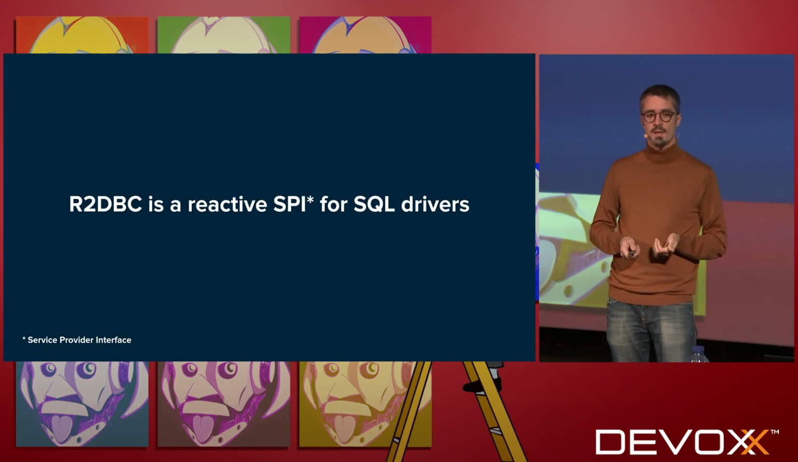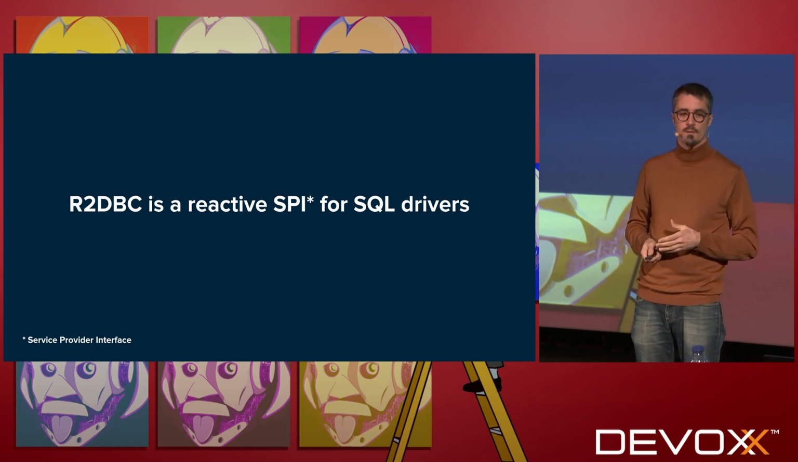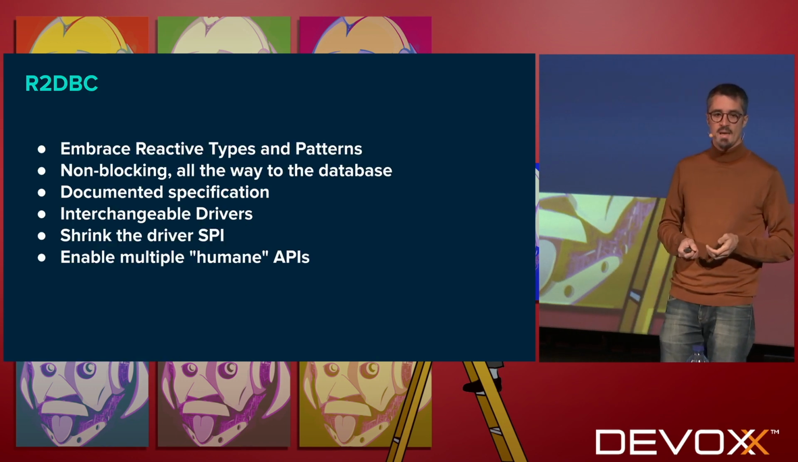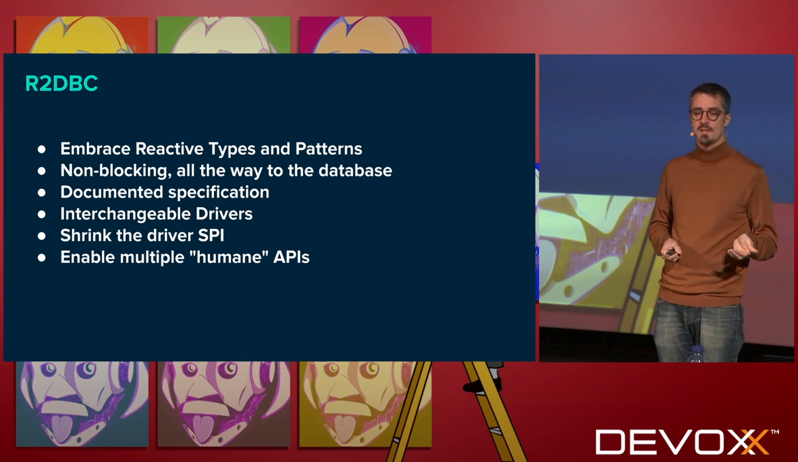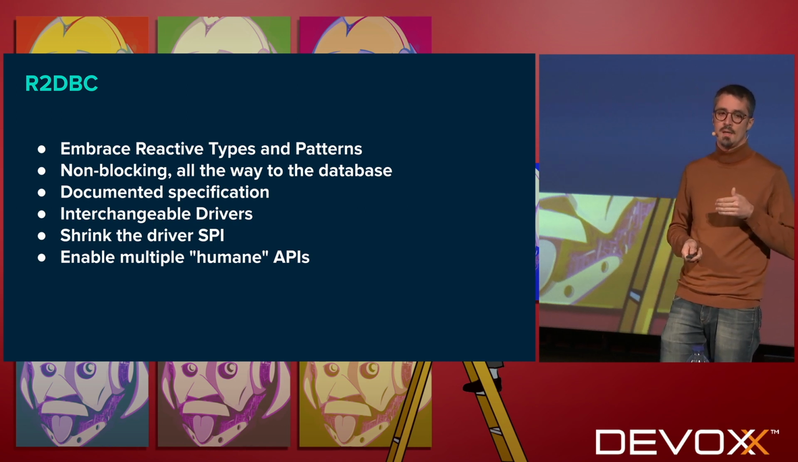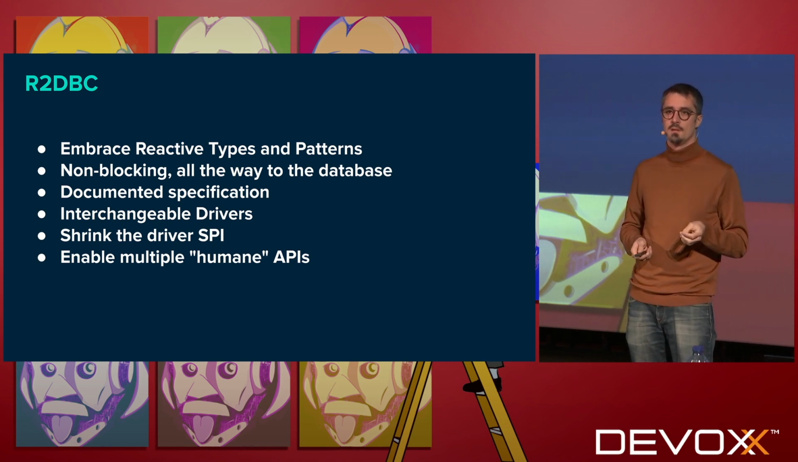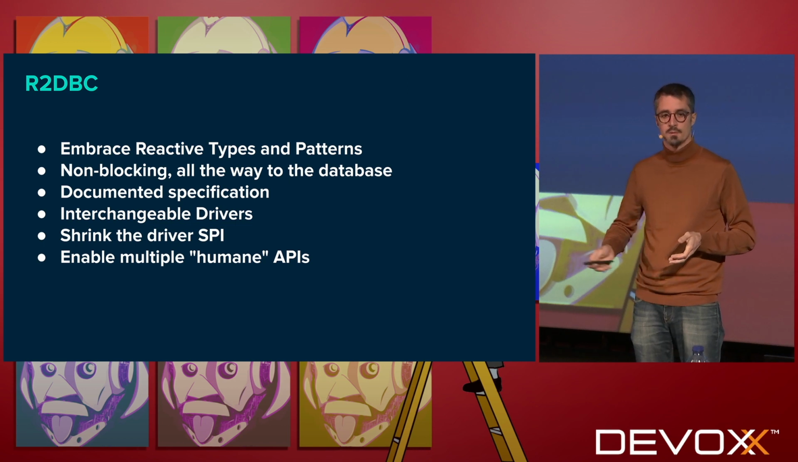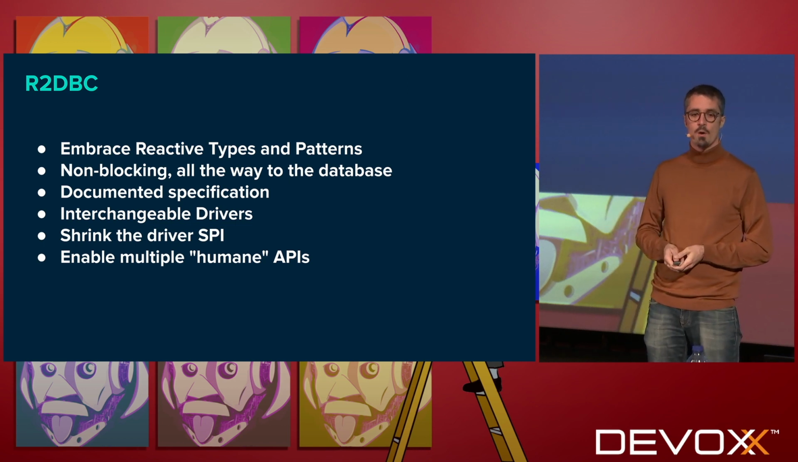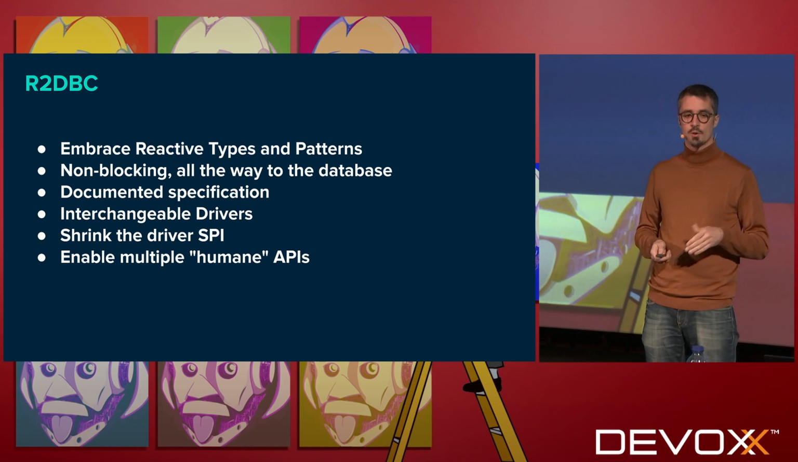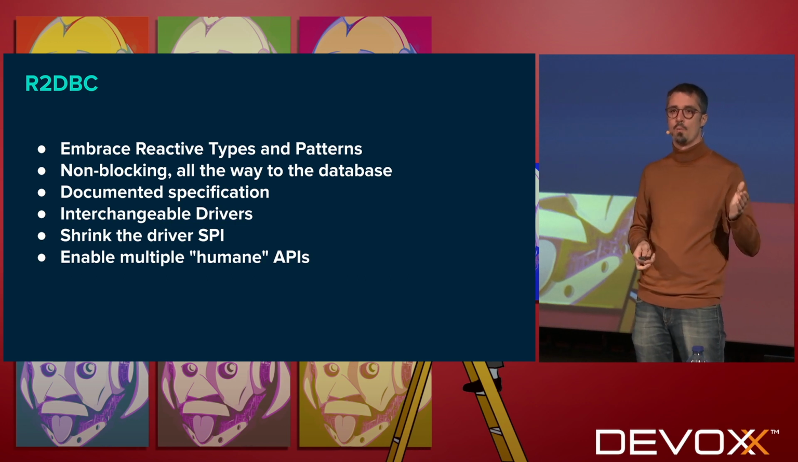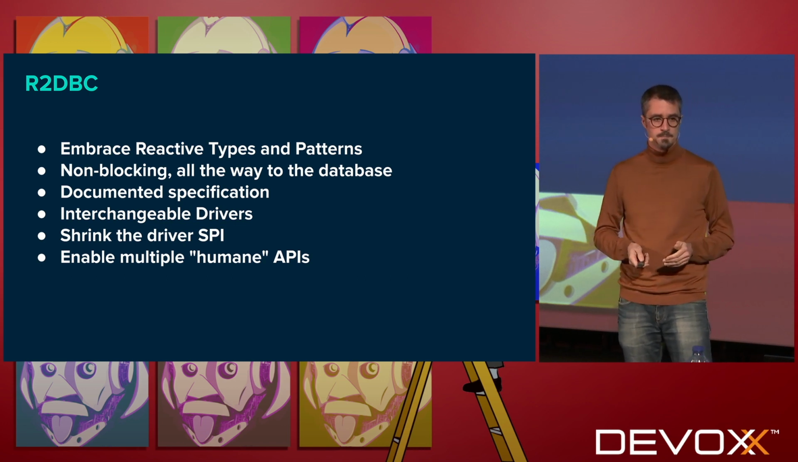R2DBC is a reactive SPI for SQL drivers, and it embraces reactive types and patterns. So in the R2DBC API, you will see it uses a lot of publishers. It's non-blocking all the way to the database. It has a documented specification. It provides various drivers, and we are going to see what drivers are supported.